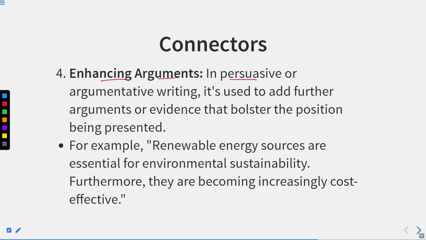Enhancing arguments: in persuasive or argumentative writing, it is used to add further arguments or evidence that bolster the position being presented. For example, renewable energy sources are essential for environmental sustainability. Furthermore, they are becoming increasingly cost effective. This is one thing. Furthermore, they are becoming increasingly cost effective. It means they are cost effective. So this is a positive sign, and we can use them as much as possible.